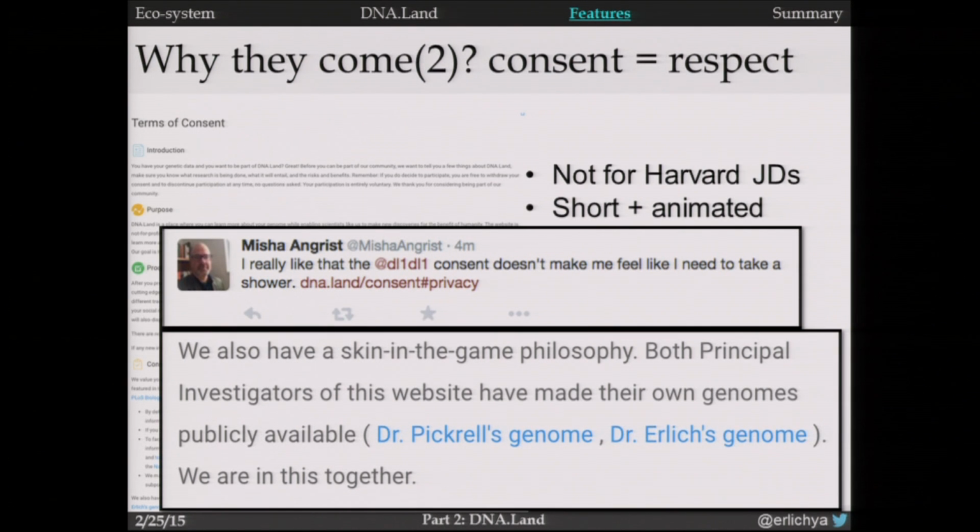And we're really happy to see the response of the community. So Misha Angrist said that he doesn't need to take a shower after reading our consent. I think it's a good sign that the consent is working well.